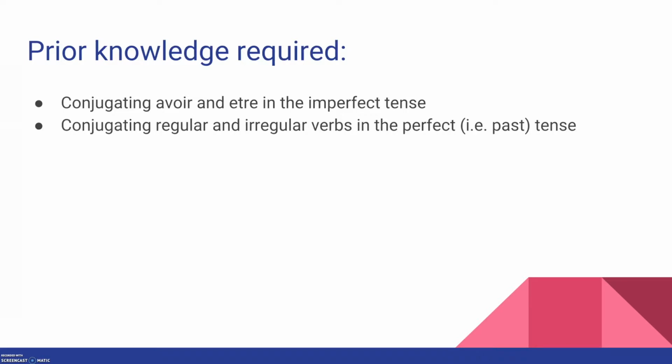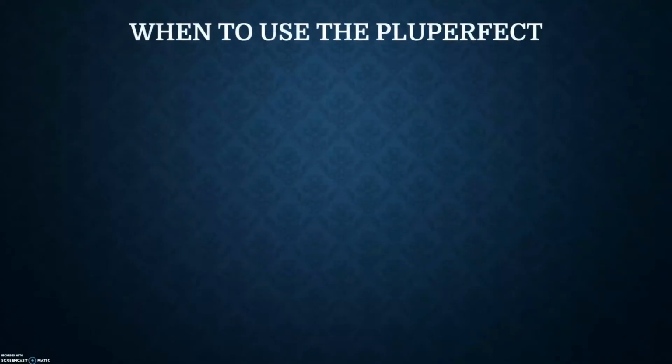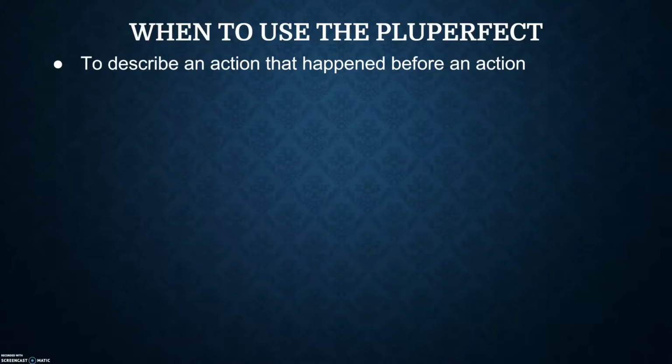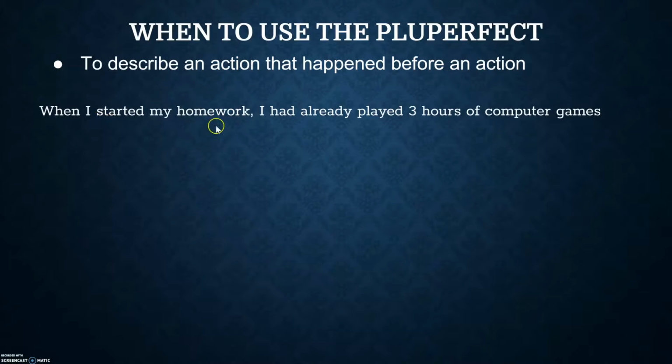So now I'm going to crack on, presuming you know your imperfect and past. When do we use the pluperfect, first of all? So the first way of explaining it is to describe an action that happened before an action. When I started my homework, I had already played 3 hours of computer games.